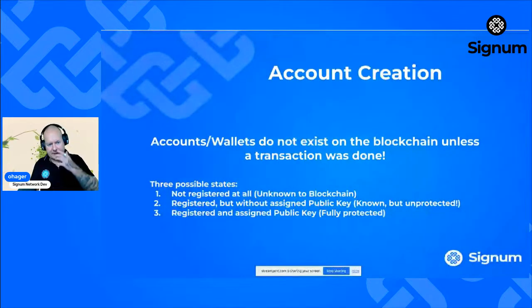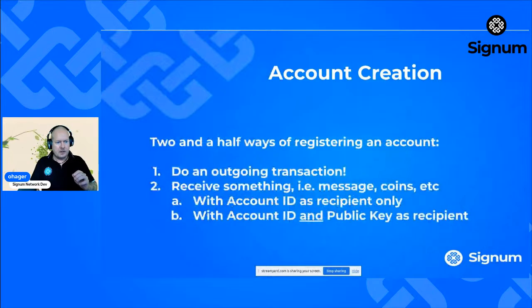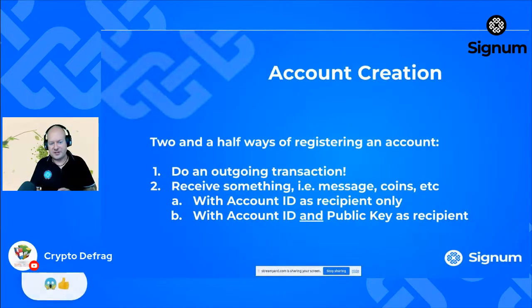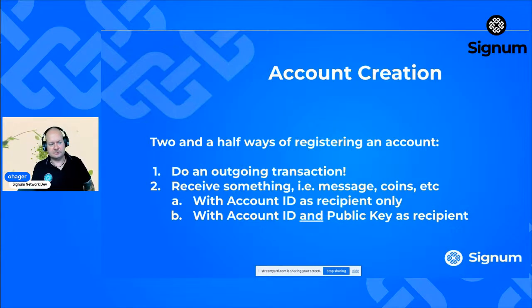It's a little confusing right now, but trying to get back on track. I said we have these three states, and 2.5 ways of registering accounts. The question is, when I'm not registered, how can I register? The first thing is to do an outgoing transaction. The second is that we can receive something, a message, coins, tokens. We can also join a pool, which is the reward recipient setting. We can set our account information, like our profile and all this stuff.